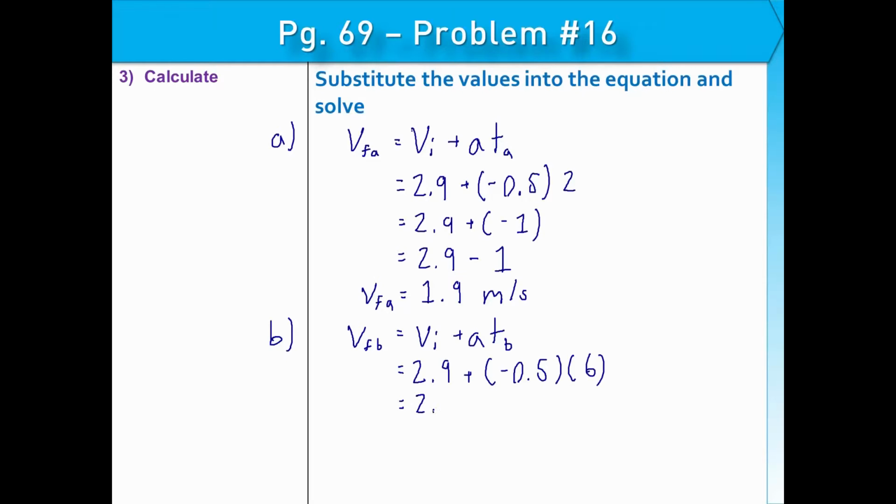We're going to have 2.9 come down again, and then my plus. You have a negative 0.5 times 6. So what's half of 6? Negative 3. Alright, so now we have 2.9 plus a negative 3, which is saying 2.9 minus 3. And 2.9 minus 3, do the math, you're going to get negative 0.1. So final velocity for part B is negative 0.1, and the units for velocity again are meters per second.